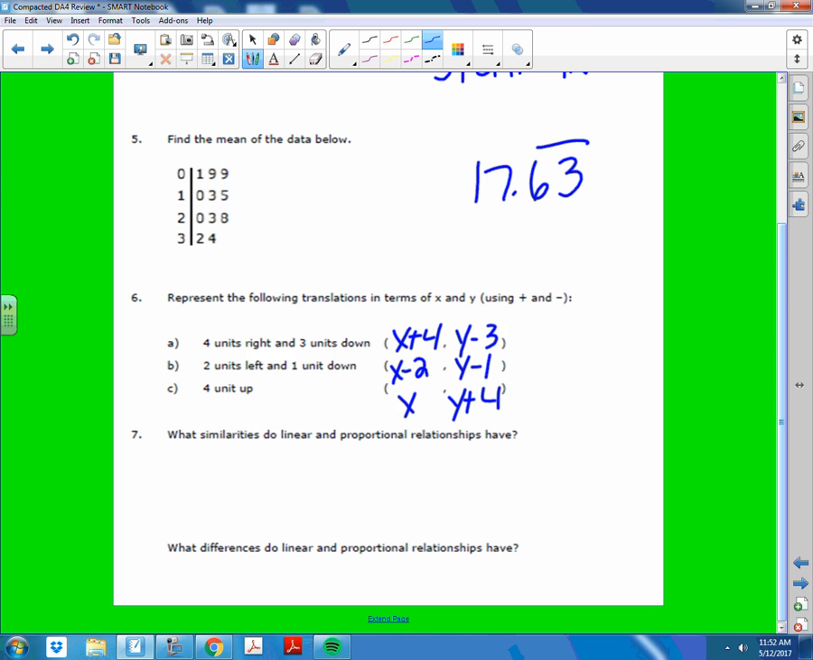What similarities do they both have? They are both linear. They both form a line. And the difference is, and by the way, I want to be real clear on this. A linear relationship does not necessarily have to go through the origin, but it can. But it has to be straight. A proportional relationship must be linear and must go through the origin. And I've seen kids before who will tell me that y equals 3x is proportional but not linear. That's not true.